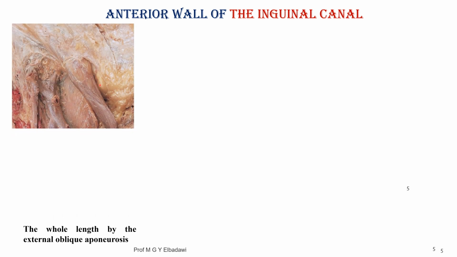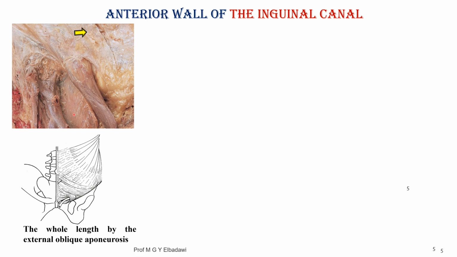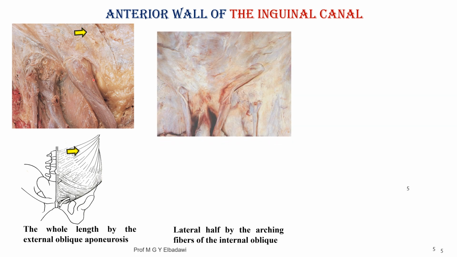Here we'll see an illustration of a cadaveric appearance of the anterior wall of the inguinal canal with some sketches or diagrams to show that anterior wall. The whole length, as we said, is the external oblique aponeurosis, which appears in front of you here, and that is the superficial inguinal ring where the spermatic cord is coming out from that aperture. In that diagram, it shows the external oblique here, and that's the superficial ring.